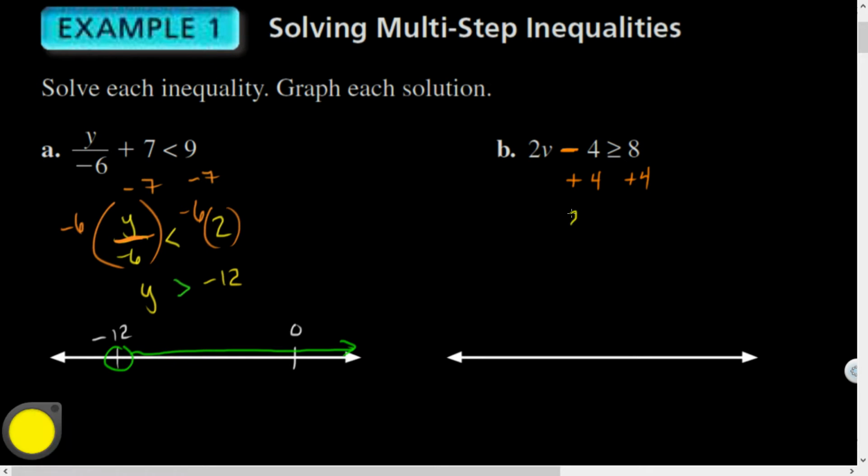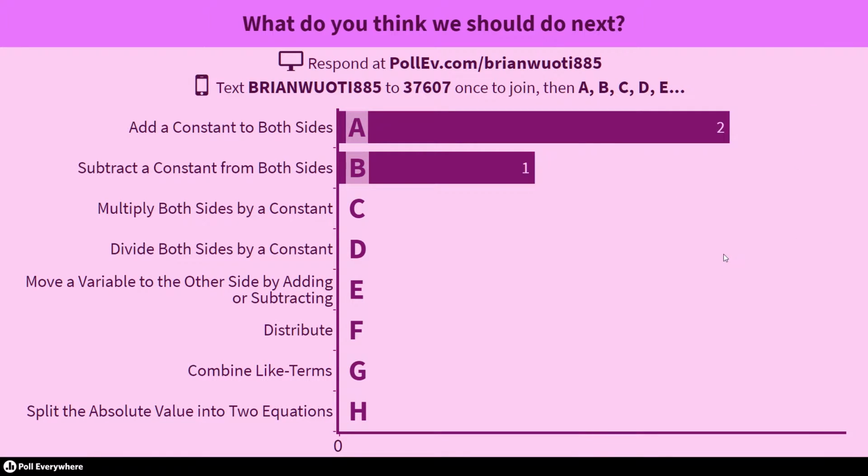So I'm going to have 2v. Oh, wait, do I have to flip the inequality? No, I never have to flip it, whether adding or subtracting, right? We're fine with both of those. Equals 12. And lastly, let's see how these polls come in. What's the next step?